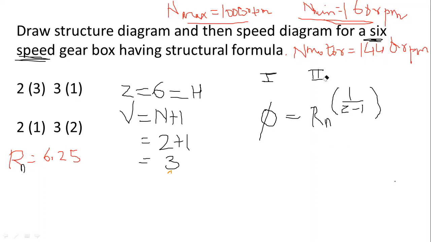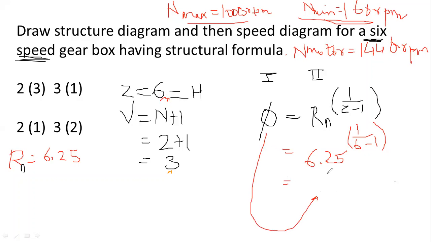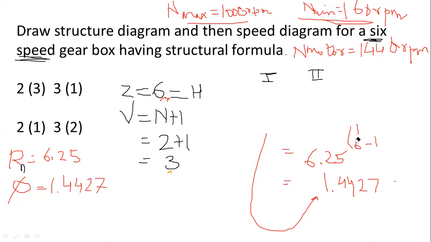So I just have to put down the value of range ratio, which is 6.25 raised to 1 upon, what is my Z? 6. 6 minus 1. When I do the proper calculation, I find the geometric progression ratio as 1.4427. So I'm going to write down here geometric progression ratio, I found it as 1.4427. These things are necessary for calculating the speed diagram.